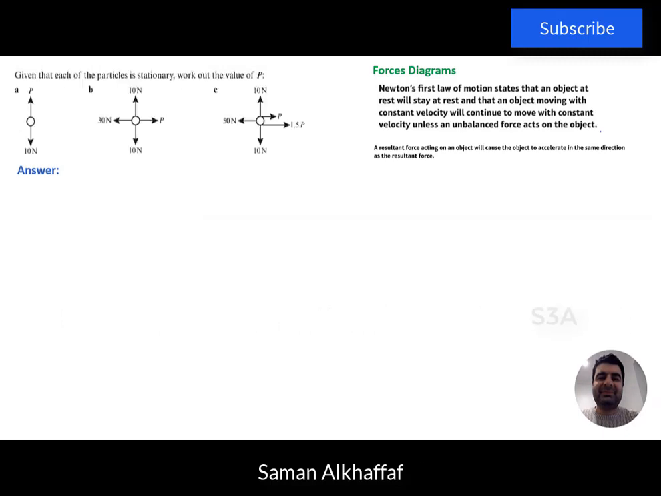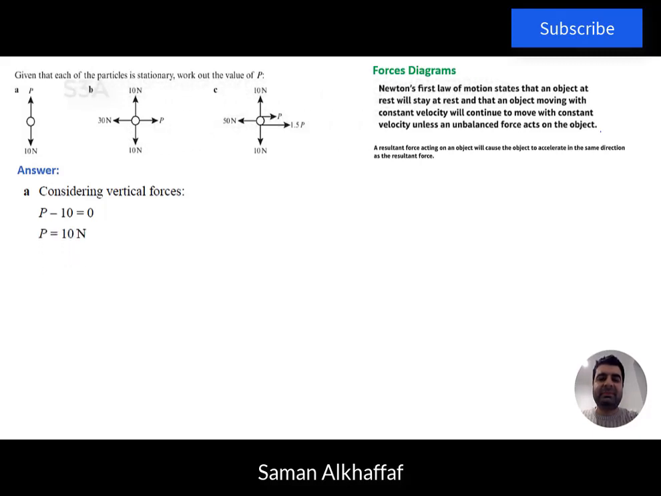In this example, given that each of the particles is stationary, work out the values of P. So first we're looking at part A, on the vertical forces upward and downward. So we will have P taken away from 10 equals 0. So that means the value of P will be the answer for part A.